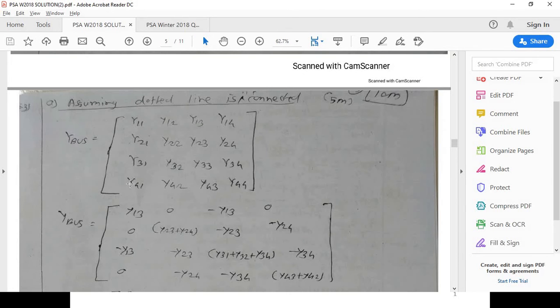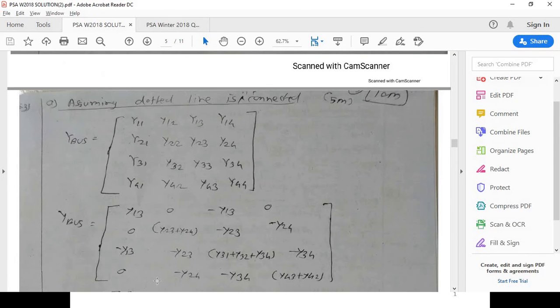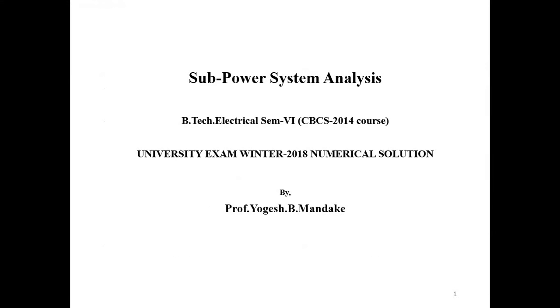Similarly, y41 is the off diagonal element. It is the negative sum of admittances connected between bus number 4 and 1. But there is no connection between bus number 1 and 4. So it will be 0. Then y42 is nothing but the negative sum of all the admittances which are connected between bus number 2 and 4. So connection is present. That's why it will be minus y24.